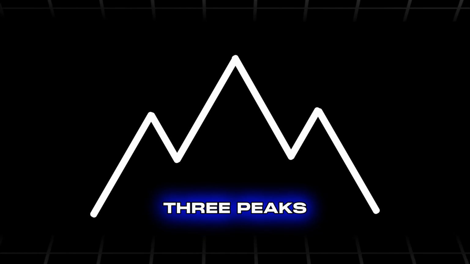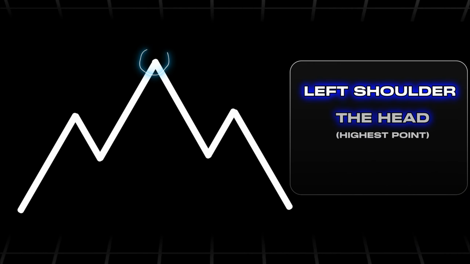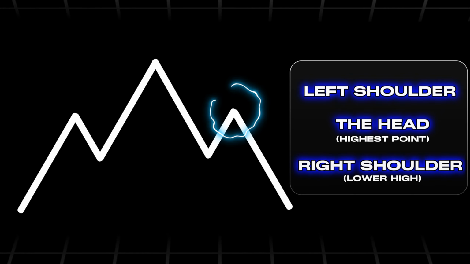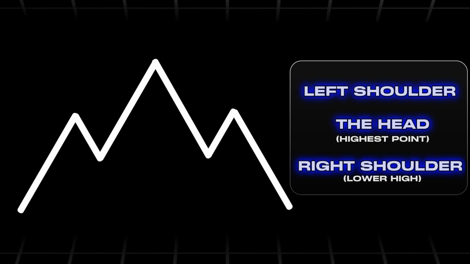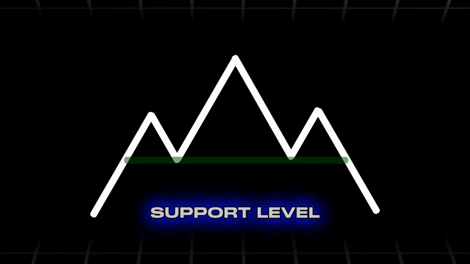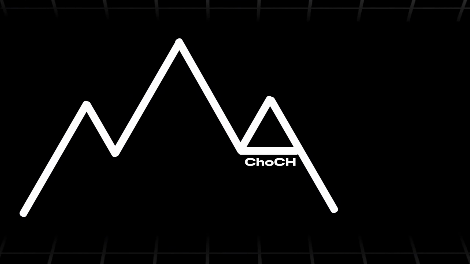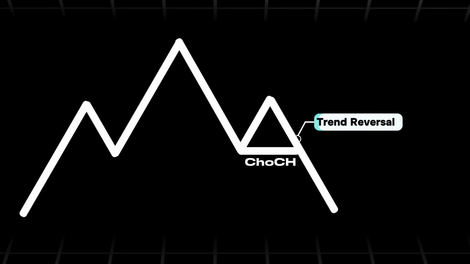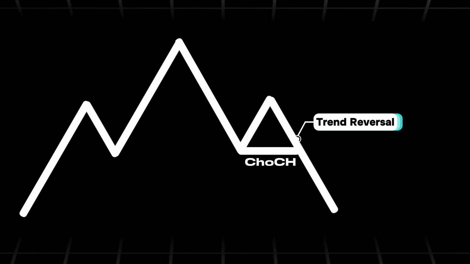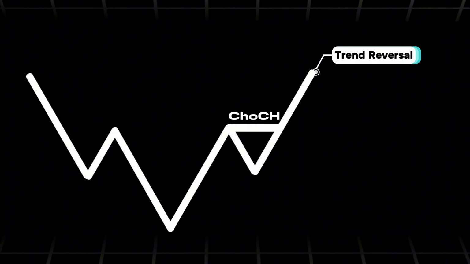First, let's understand the structure of the head and shoulders pattern. It consists of 3 peaks: the left shoulder, the head, which is the highest point, and the right shoulder, which forms a lower high. The neckline connects the lows between these peaks and serves as a crucial level of support. The pattern is confirmed when the price breaks below the neckline, signaling a potential trend reversal from bullish to bearish. Vice versa, the same applies to the inverse head and shoulders pattern, which signals a bullish reversal.